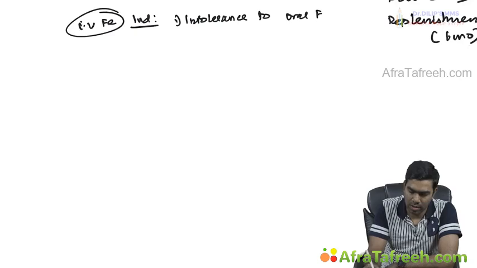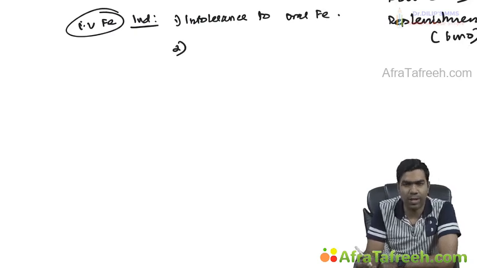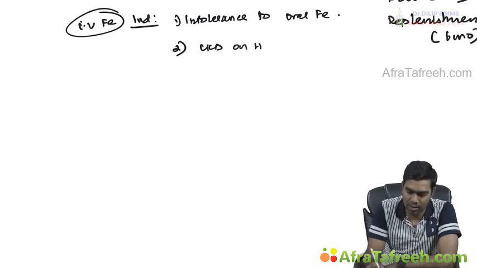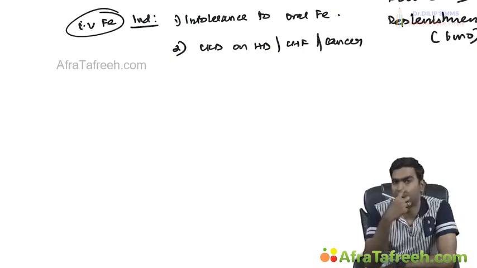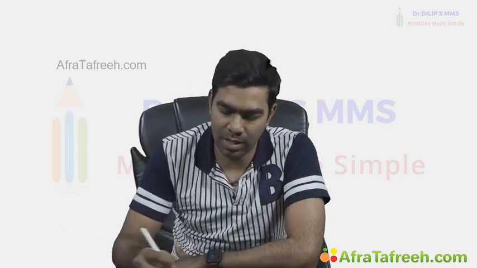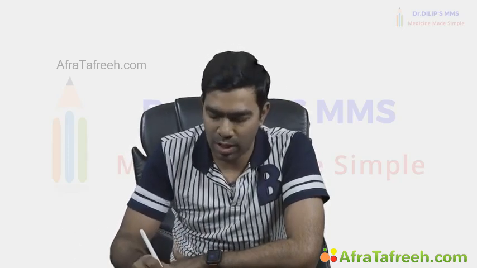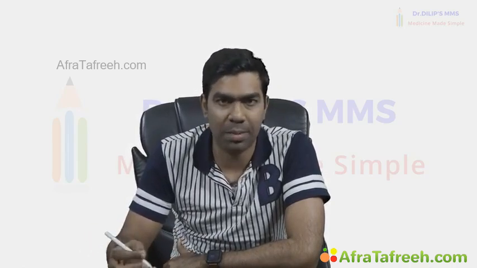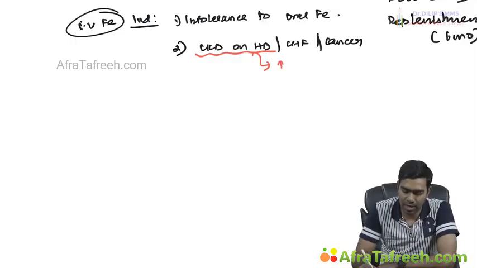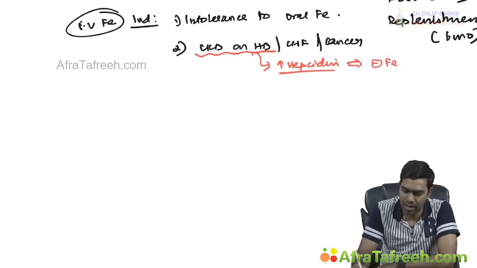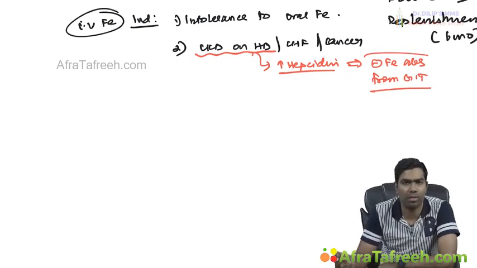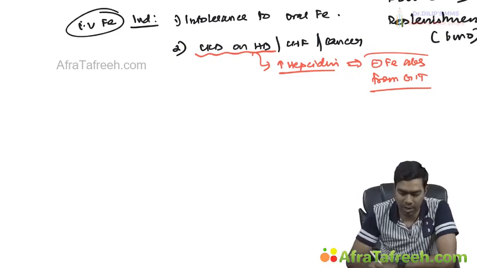Next, if the patient has CKD on hemodialysis, or congestive cardiac failure, or cancer, malignancy, in these conditions it's better to replace with IV iron. A simple example: if the patient has CKD on hemodialysis, you're going to have high hepcidin levels. When you have high hepcidin, it's going to block the iron absorption from the GIT. So once it blocks the iron absorption from the GIT, how do you think the oral tablets will work? It won't work. Oral tablets are not going to work at all in the first place. That is the reason why you prefer IV iron in these patients.